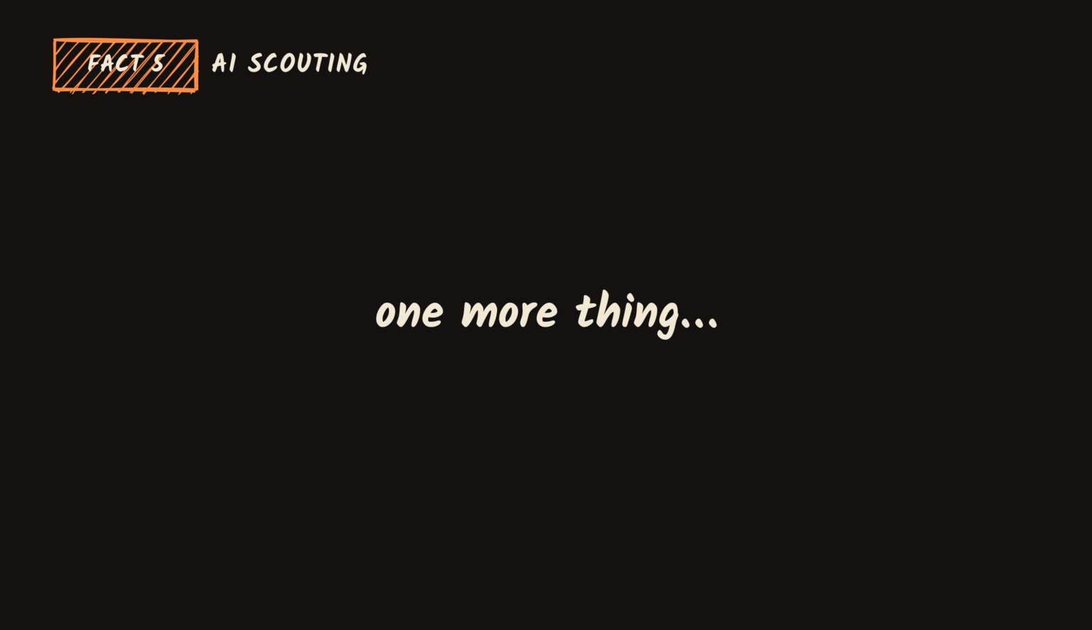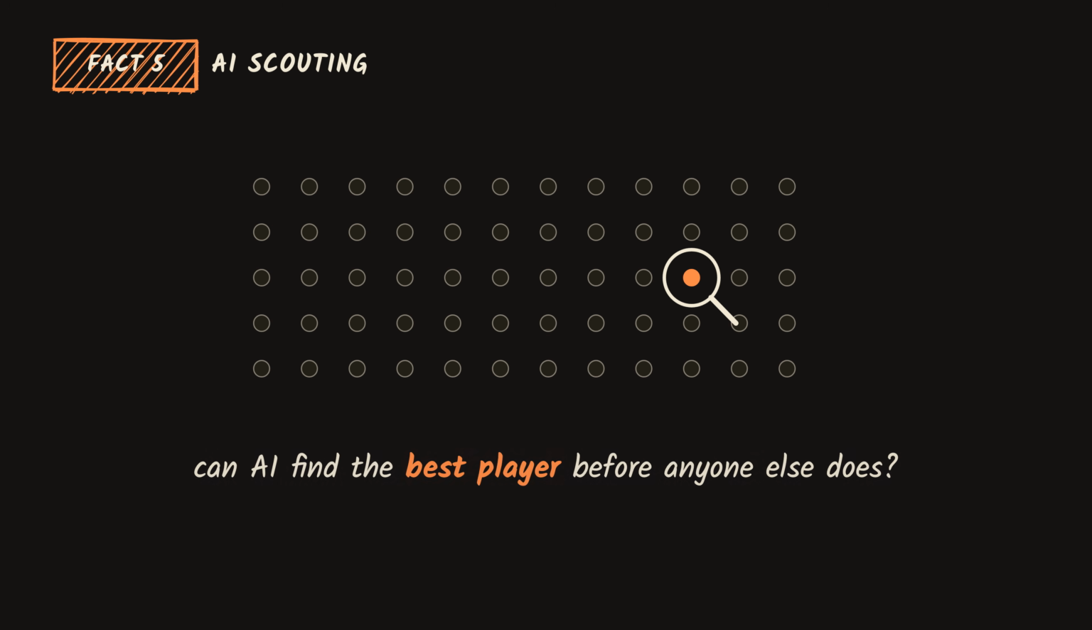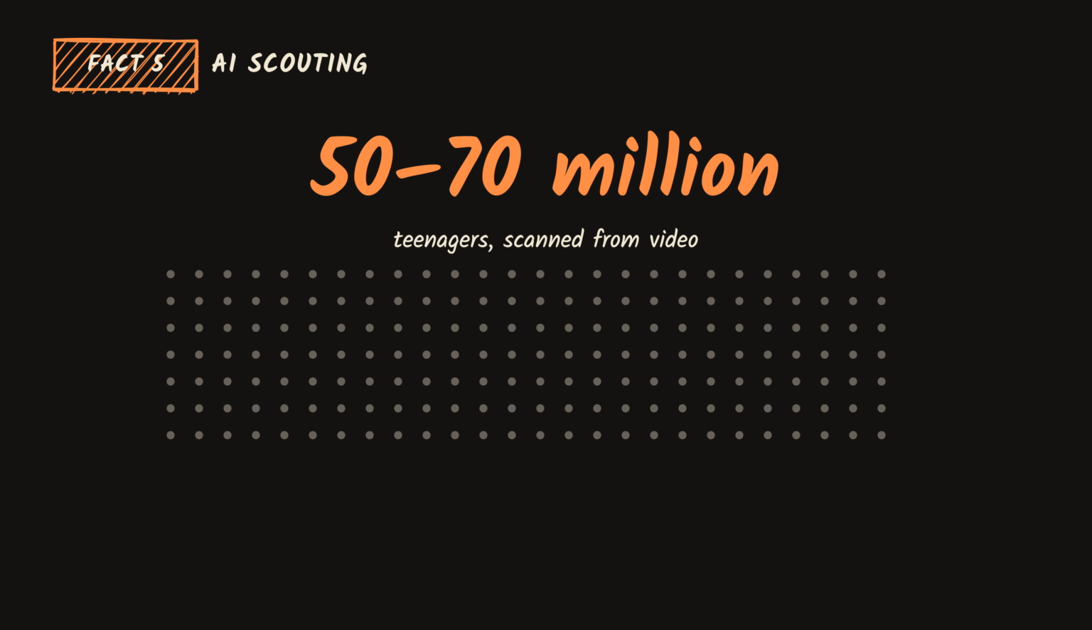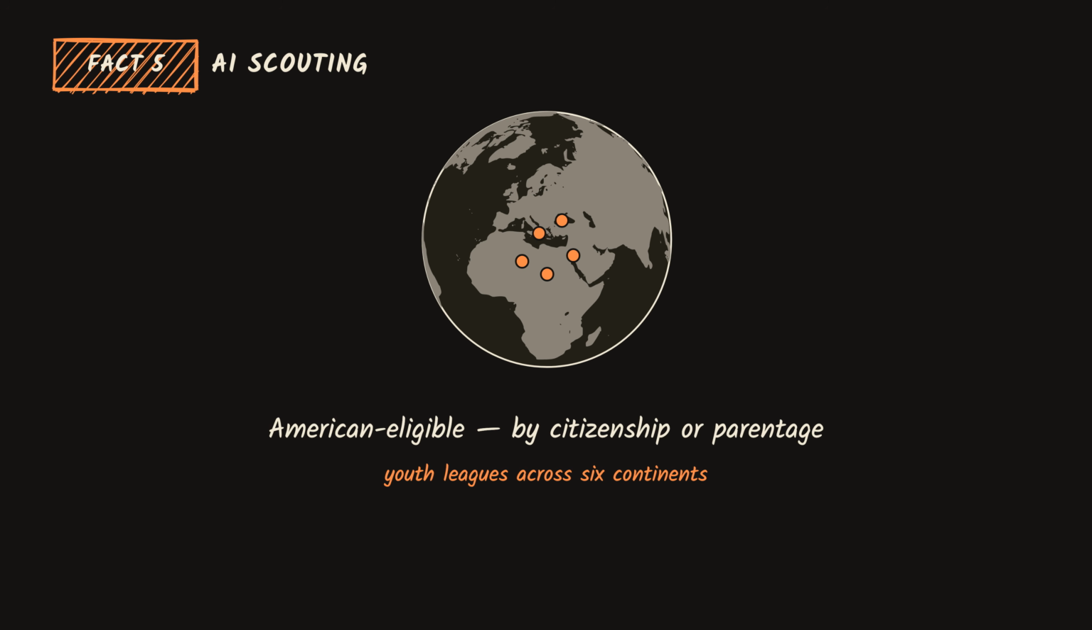There's one more thing. If AI can analyse the best corner kick and predict the best player, the next question is, can it find the best player before anyone else does? US Soccer is betting on it. The Federation is using AI to scan video footage of somewhere between 50 and 70 million teenagers worldwide. American-eligible players, through citizenship or parentage, playing in youth leagues across 6 continents.